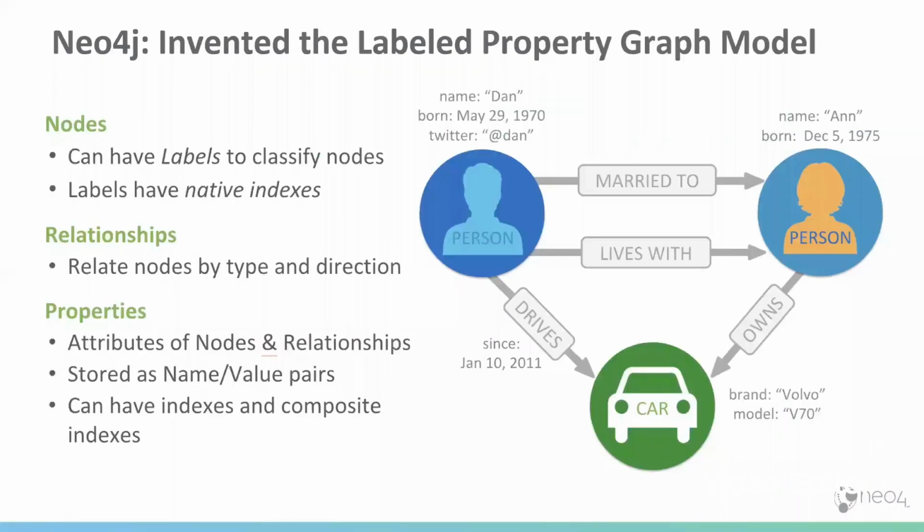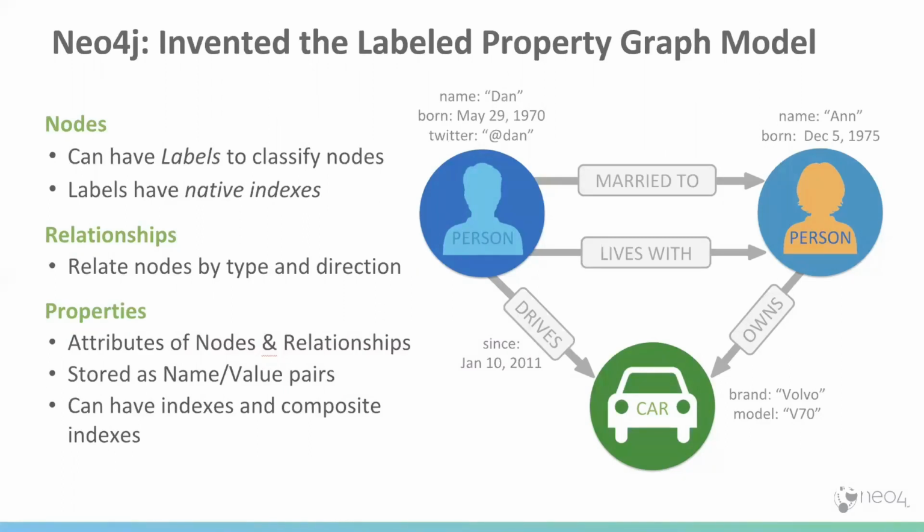As I already mentioned, Neo4j invented the labeled property graph model. It consists of nodes, relationships, and properties. The circles on this diagram represent nodes which can have labels, such as person and car. The arrows represent relationships which have a type, such as lives with, or drives. Note that relationships also have a direction. Both nodes and relationships can have properties, which are stored as name-value pairs.